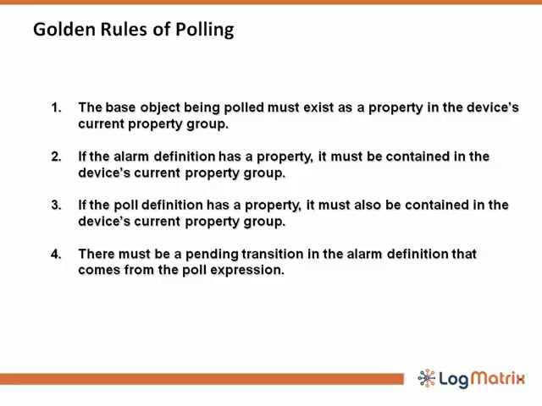The third rule, the pole rule. If the pole has a property assigned, that property must be in the property group. And the fourth and final rule, and the one that catches a lot of people, is what we call the base object rule. The base object of the pole must be in the property group. The golden rules for polling.